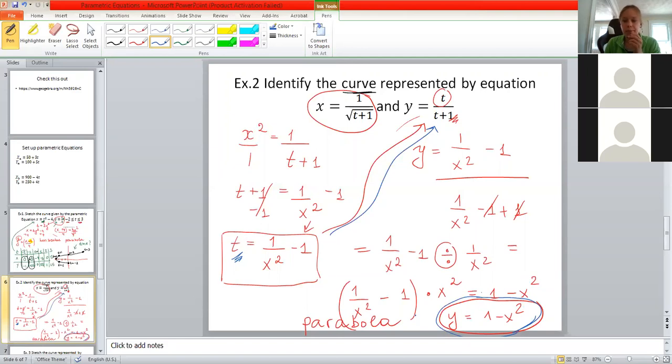Wait, miss, after you find t, do you have to find y, or does it depend on the equation? So from this equation for x, I expressed t. And then this t I plugged into y. Because I want the relationship between x and y, in order to identify the curve, I need to know the relationship between x and y. Once I plugged in this t, which is now in terms of x, into y and simplified, I have the relationship between x and y, and that's it. And now you know the answer. Oh, okay.